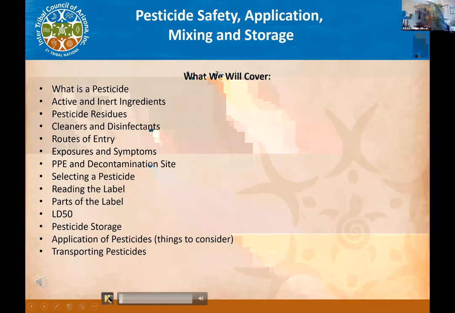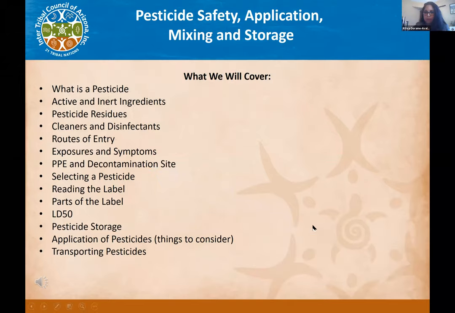What we will cover today is: what is a pesticide? What are the active and inert ingredients of a pesticide? Pesticide residues, containers and disinfectants, routes of entry, exposures and symptoms, PPE or personal protective equipment, and decontamination site, selecting a pesticide, how to read the label, parts of the label, the LD50 and how that is determined, which is the lethal dose, pesticide storage, application of pesticides, some things to consider, and transporting pesticides. At the end, we will take a fun quiz just for fun.